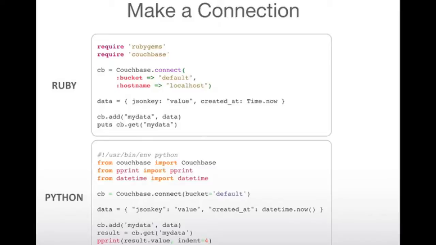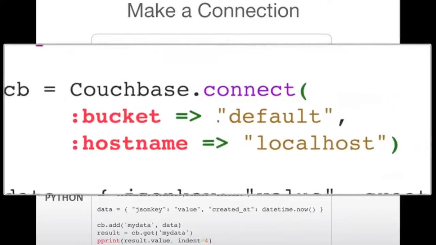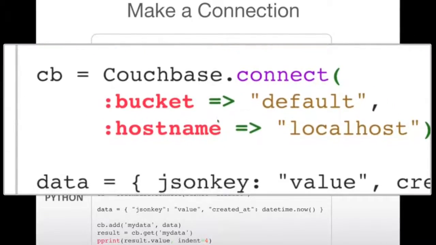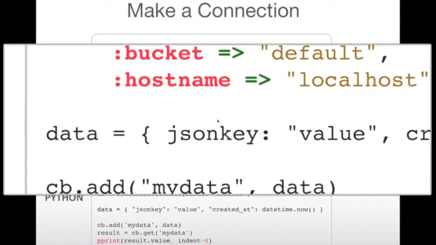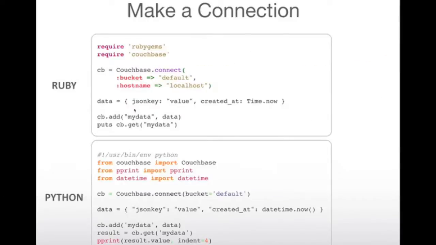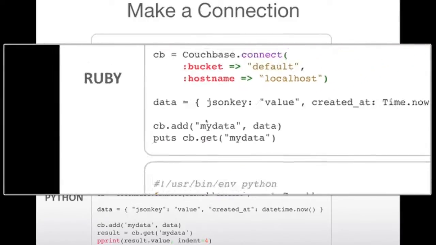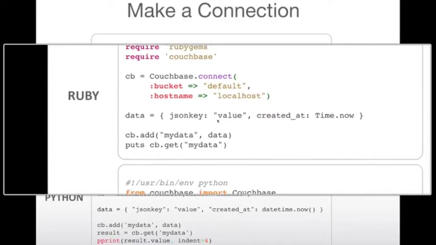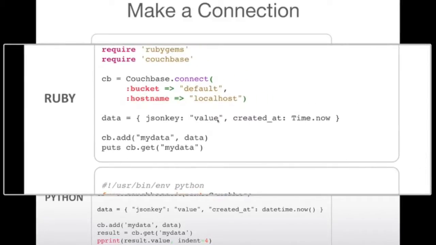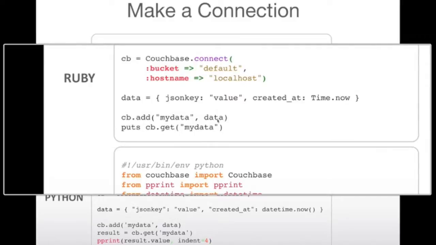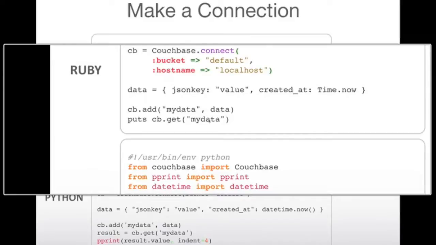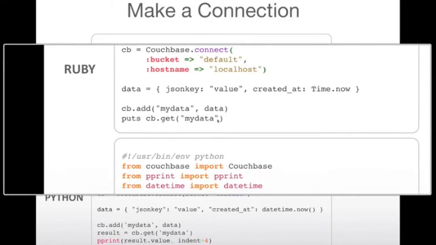So making a connection to Couchbase looks like this. In Ruby, we have Couchbase.connect, and we're passing in the bucket name and the host name. Here we're creating some data. Here we've got hash data. We're doing a simple add operation with the key being my data and the value being that hash. Ruby is converting that into JSON automatically, and then I'm outputting the data we get back, and in this case Ruby is actually converting the JSON back into a hash.